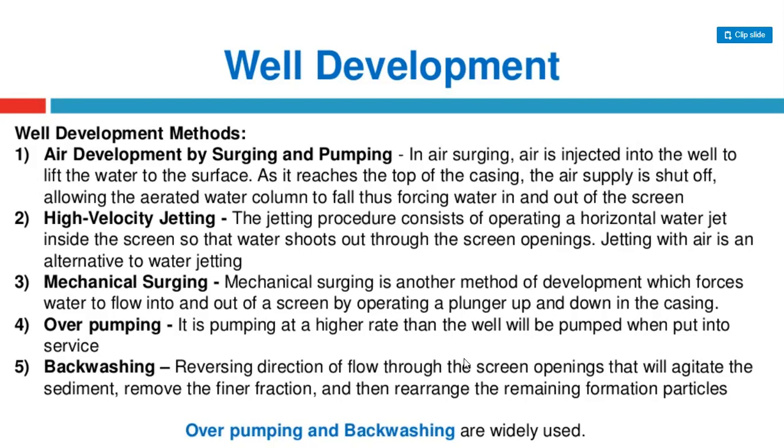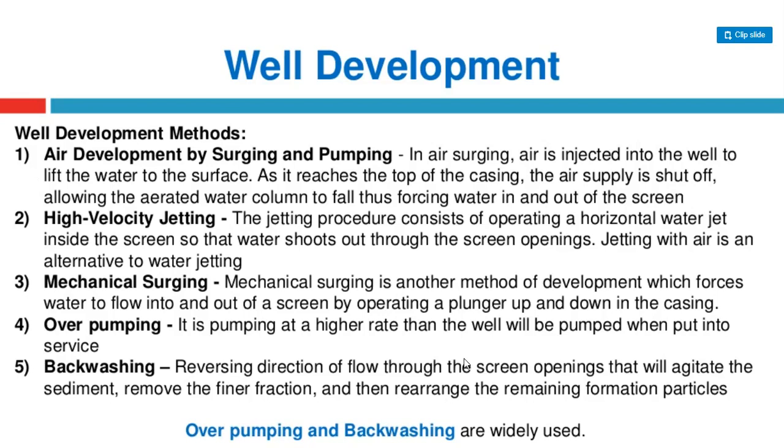High velocity jetting. The jetting procedure consists of operating a horizontal water jet inside the screen so that water shoots out through the screen openings. Jetting with air is an alternative to water jetting.